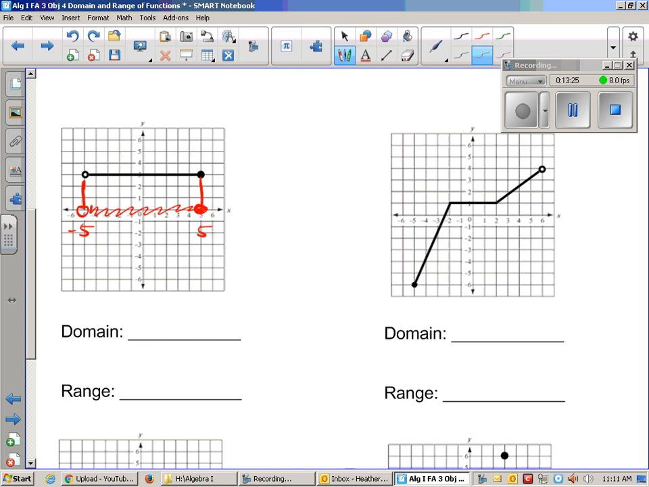So what does that look like? Looks like a less than symbol without the equal to. And there we go. That's my domain.